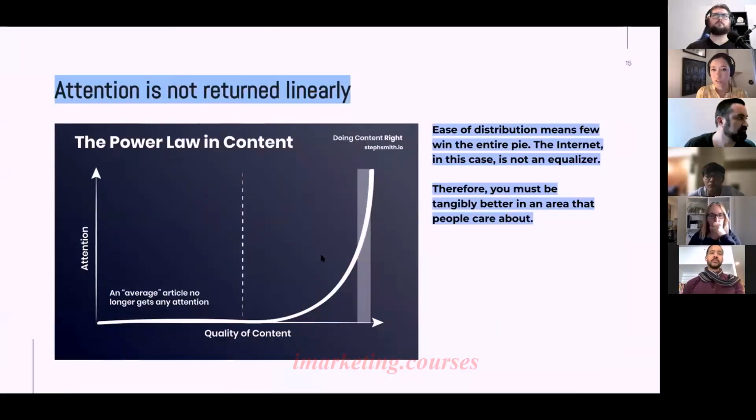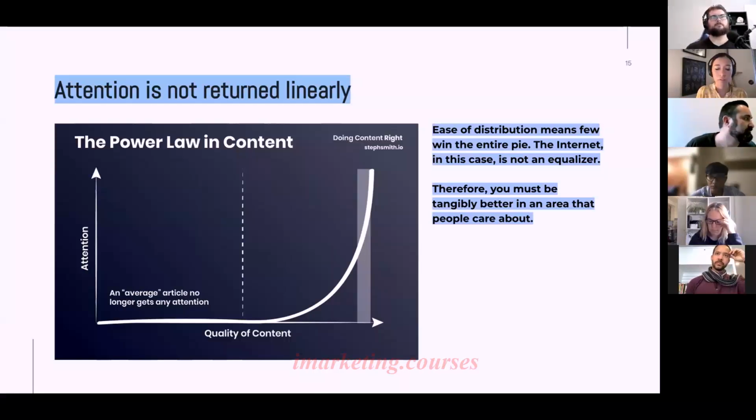And then finally, attention is not returned linearly. If we understand that now the internet is this equalizer in that we can reach everyone in the world potentially, then you also must flip that on its head and say that everyone participating has access to that same thing. And therefore, if everyone participating has access to that same thing, then only the very best wins, right? So before, if you had good content in a place, let's say I grew up in Toronto, maybe I could reach a decent amount of people with the Toronto newspaper because I'm only competing with other writers in Toronto. Well, today that's not true. Today I'm competing against every single person on the internet.